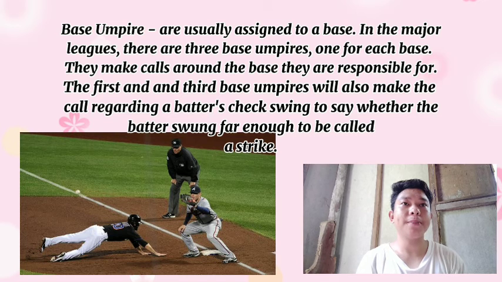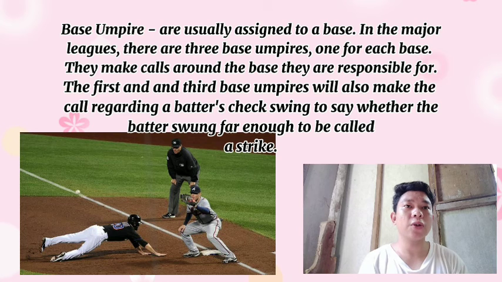Next is base umpire, usually assigned to a base. In the major leagues, there are 3 base umpires, 1 for each base. They make calls around the base they are responsible for. The first and third base umpires will also make the call regarding a batter's check swing, to say whether the batter swung far enough to be called a strike.